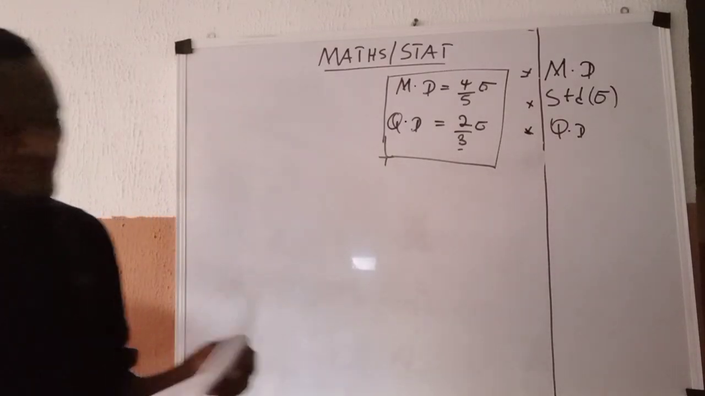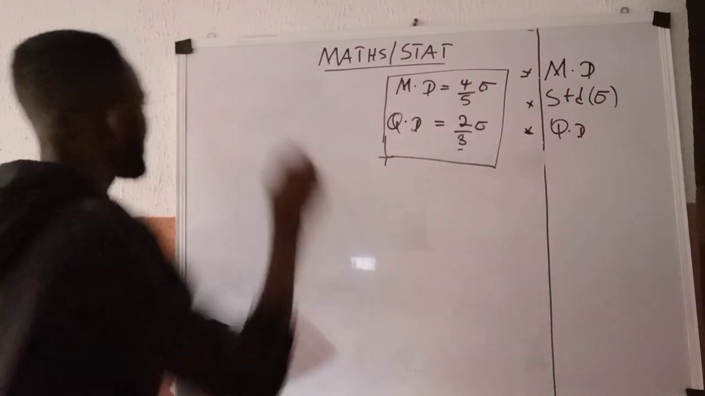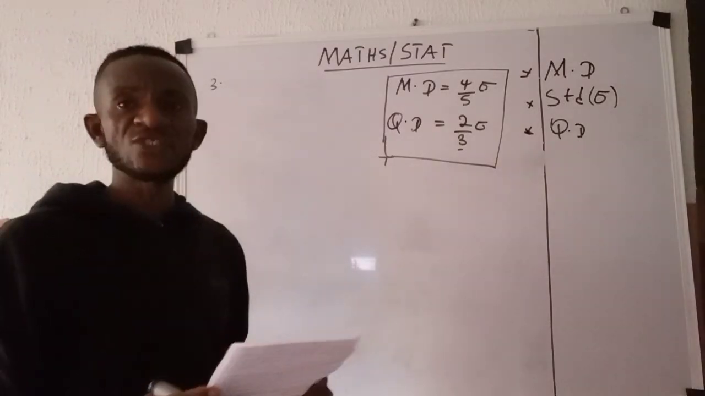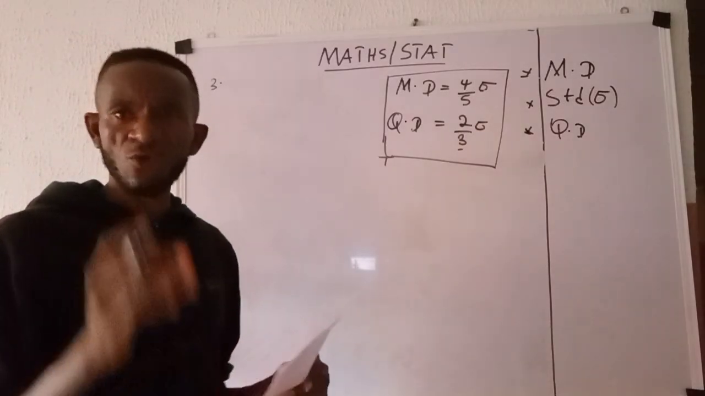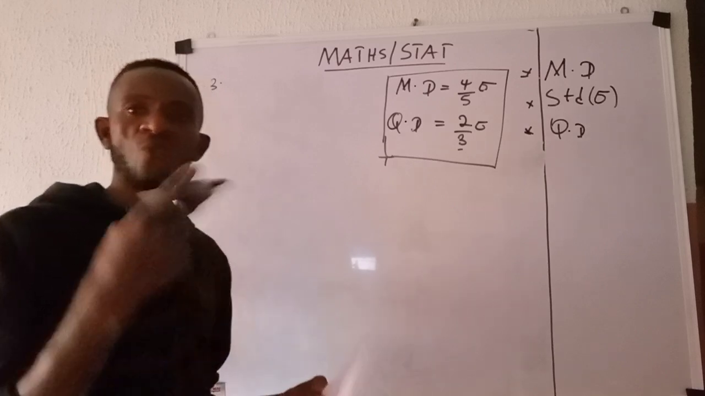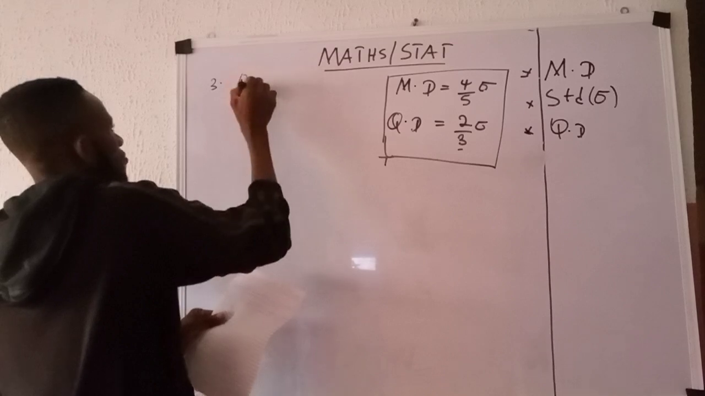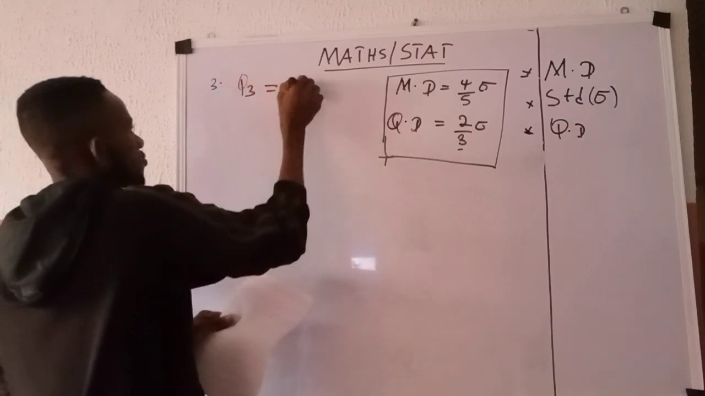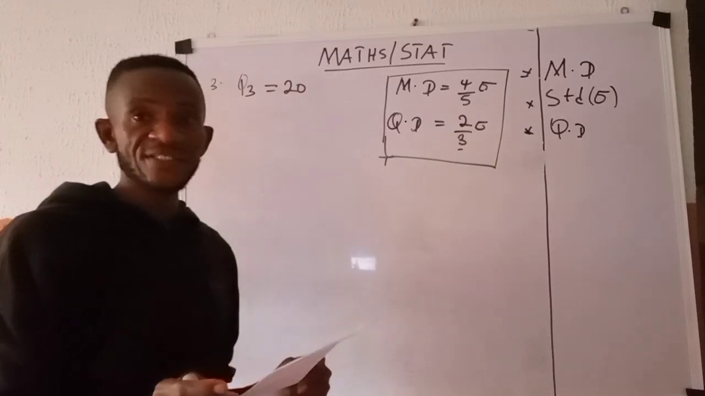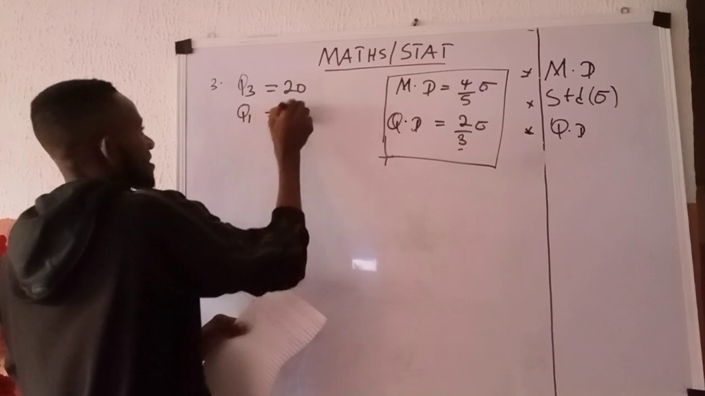Okay, look at another question. They say, if the third quartile of a set of data is 20, you are going to permit me to write that third quartile as Q subscript 3. So they say that Q subscript 3 is given as 20, and the first quartile is 10. So permit me to write that Q subscript 1 is given as 10.